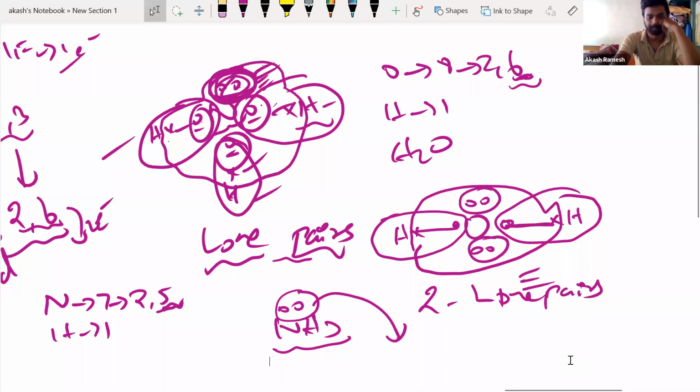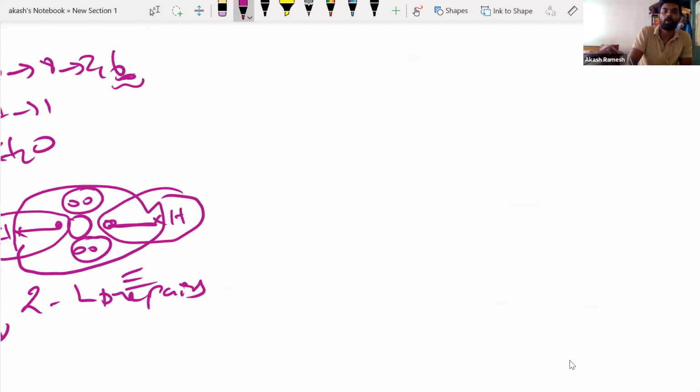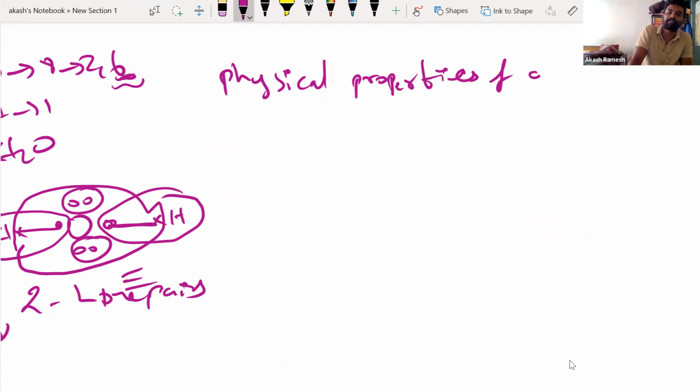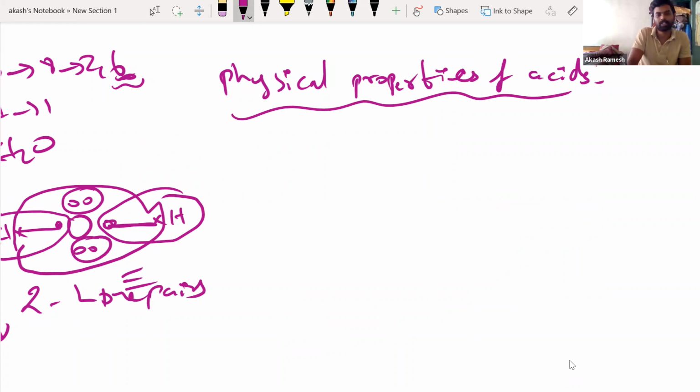Now we'll move on to see the physical properties. We'll start with acids. We'll not see acids and bases together; we'll see them separately. So, physical properties of acids. This chapter is already taught in your school, at least this part. Can you tell me what the physical properties of acids are, guys? Come on.